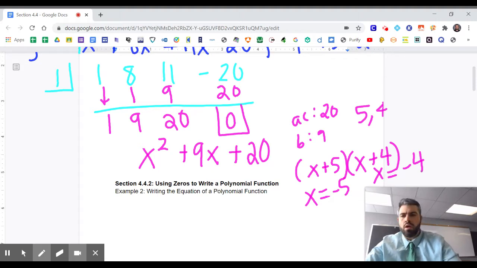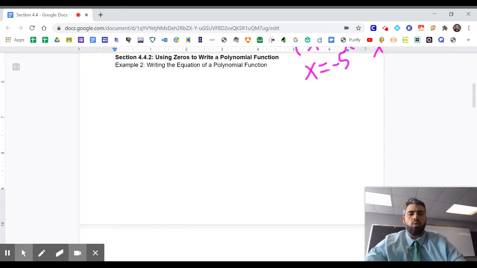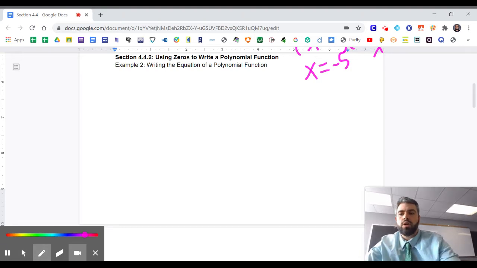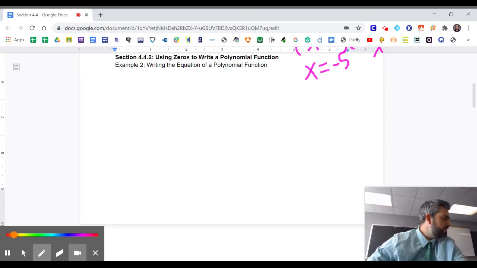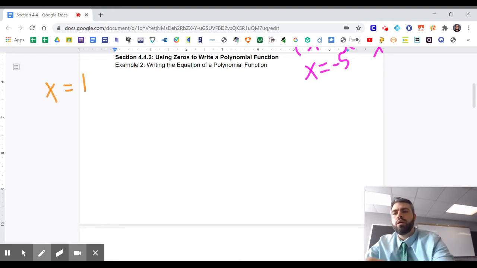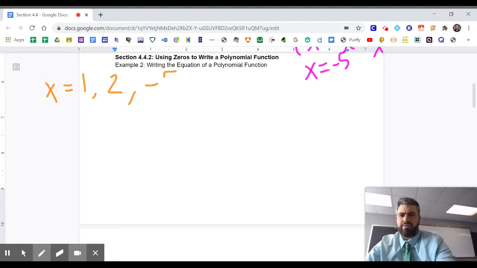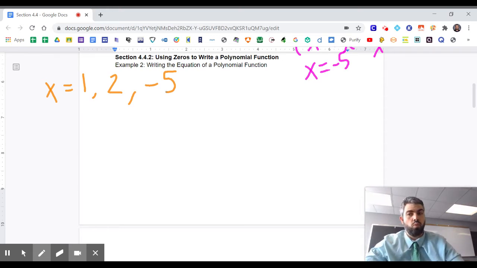All right. So let's say then next, they give us a problem right here in example 2 where we're given the zeros and our job is to actually write our function. So let's look at a problem, and let's say that they give us 3 zeros. They're going to give us x equals 1, x equals 2, and x equals negative 5. And our job is to write what our function is.